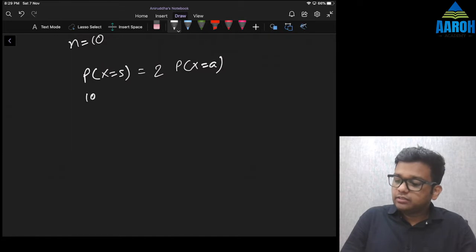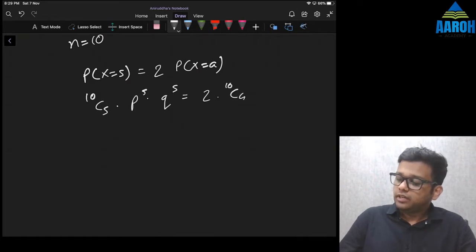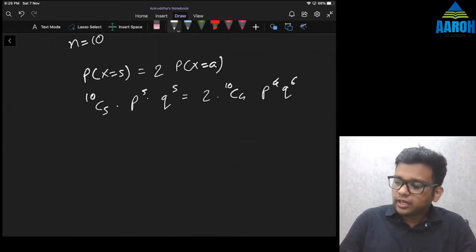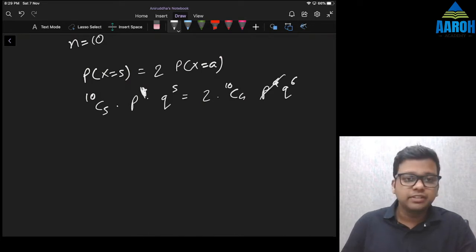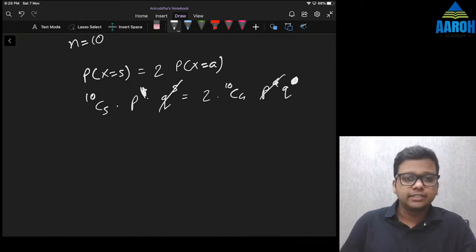nCx, that means 10C5, for the probability that x is equal to 5, into p, we don't know, raised to 5, into q raised to 10 minus 5, is equal to 2 into 10C4 into p raised to 4 into q raised to 10 minus 4, that is 6. Let's cancel some things. P raised to 4, and here we have p raised to 5 on the left hand side, so we can cancel this and only p will remain. Similarly, q raised to 5 we can cancel and only q will remain on the right hand side.